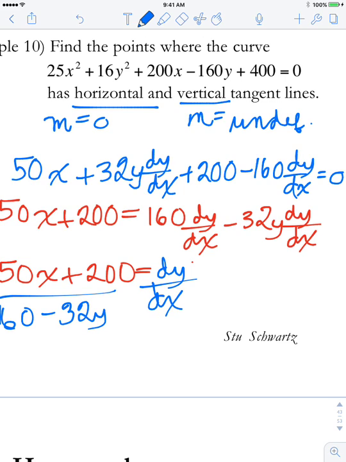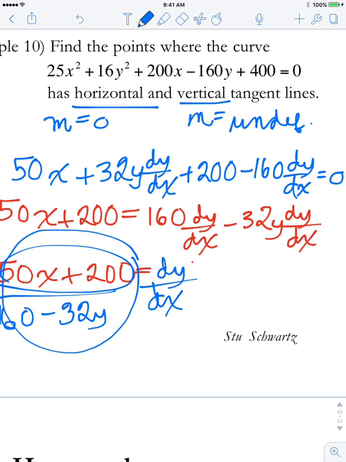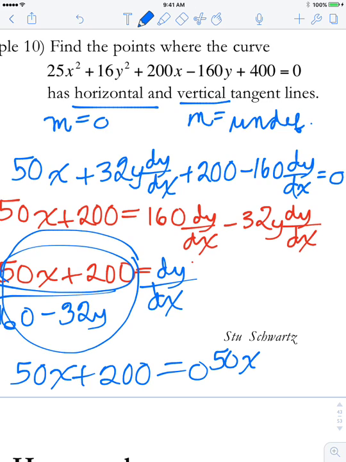Okay, so we have to find horizontal and vertical tangent lines. So when are we going to have horizontal tangent lines? We're going to have horizontal tangent lines when our slope is 0. Okay, well, when will this equal 0? Simple. This will equal 0 when my numerator equals 0. So when will 50x plus 200 equal 0? Oh, that's easy. When 50x equals negative 200, and divide both sides by 50, when x equals negative 4. So at x equals negative 4, I'm going to have a horizontal tangent line.